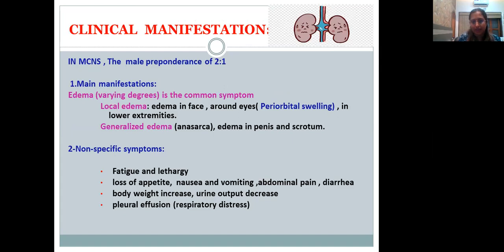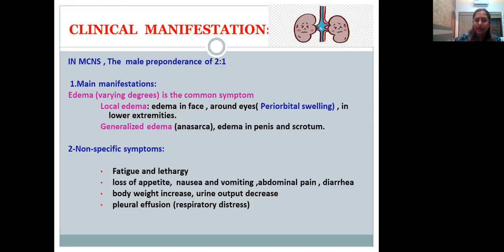Now coming to the clinical manifestations. Basically in minimal change nephrotic syndrome, the male preponderance is double, so it is more commonly seen in males. The main manifestation, of course, is going to be edema. There is going to be anasarca actually, and generalized edema is the most common symptom that the child presents with, along with decreased urine output. Decreased urine output and edema in a child should point to nephrotic syndrome as the first cause. It could be local edema, that is edema in the face or periorbital swelling and in the lower extremities.